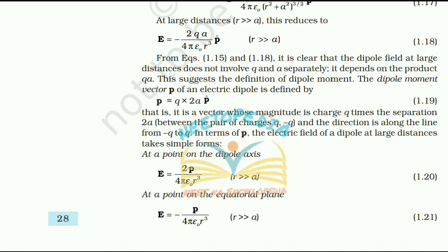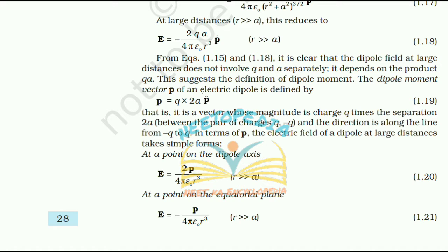This suggests the definition of the dipole moment. The dipole moment vector P of an electric dipole is given by P equals Q into 2A. That is, the vector whose magnitude is charge Q times the separation 2A, and whose direction is along the line from minus Q to plus Q.